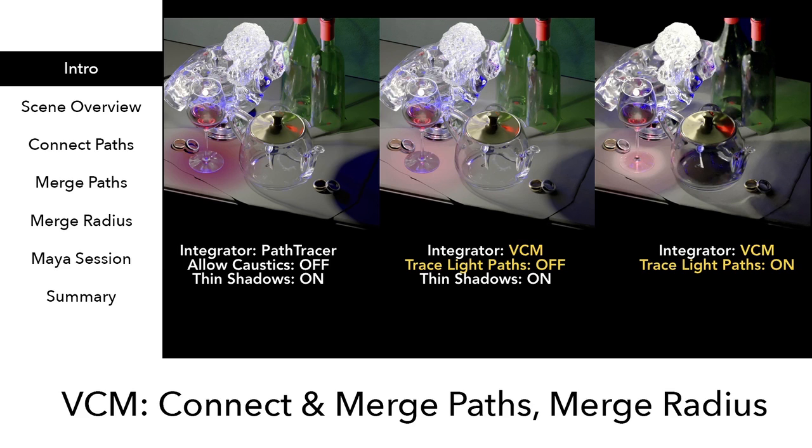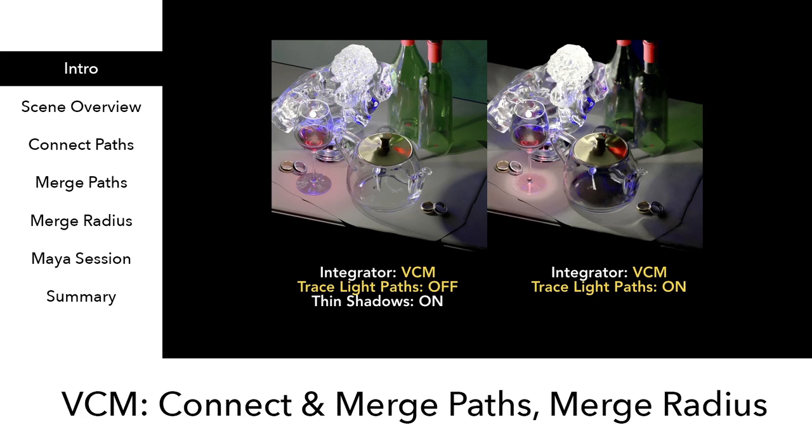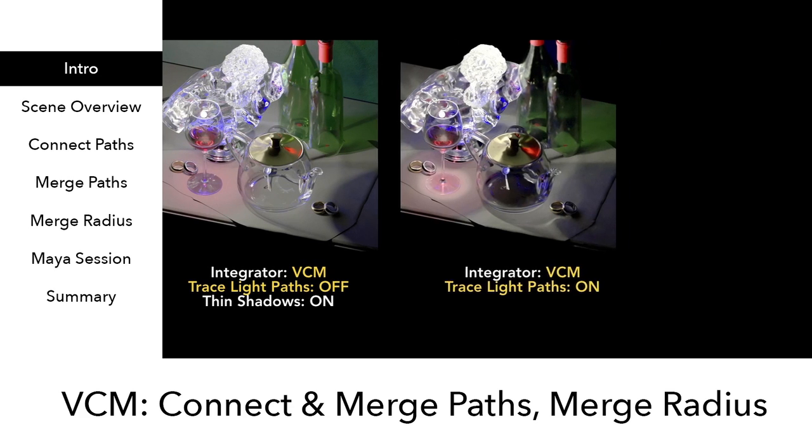So just a quick review from our last class. If you remember, we took a look at the unidirectional path tracer, which we see in the far left here, and we were playing with allow caustics and thin shadows and stuff. Then we compared those to the bidirectional path tracer with the VCM, and we showed that with trace light paths on, it made a big difference depending on our scene, and we set the scene up specifically so we got these really cool hard caustics, these shaped caustics through glass, and we needed trace light paths to be on in that.